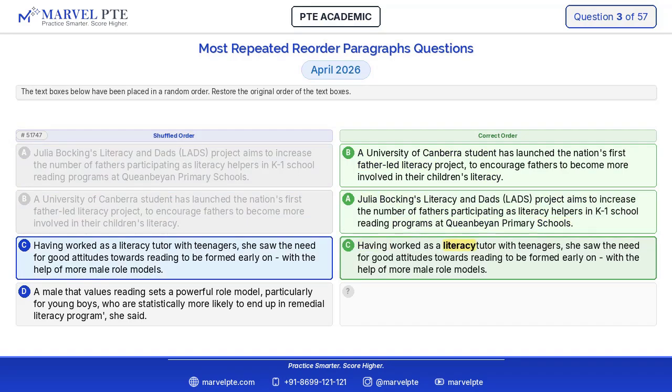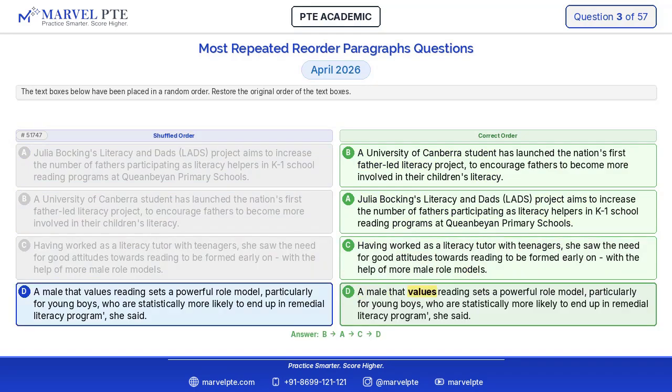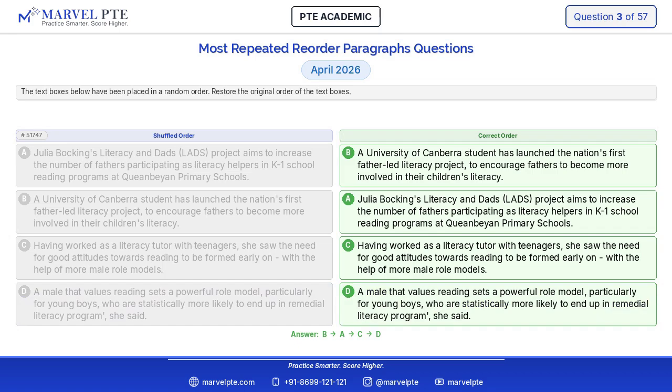Having worked as a literacy tutor with teenagers, she saw the need for good attitudes towards reading to be formed early on, with the help of more male role models. A male that values reading sets a powerful role model, particularly for young boys, who are statistically more likely to end up in remedial literacy programs, she said.